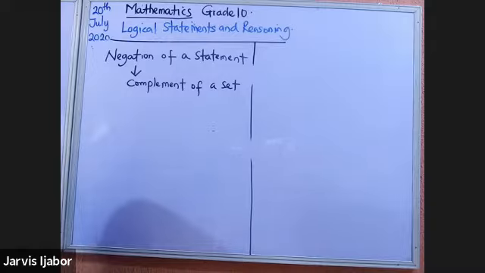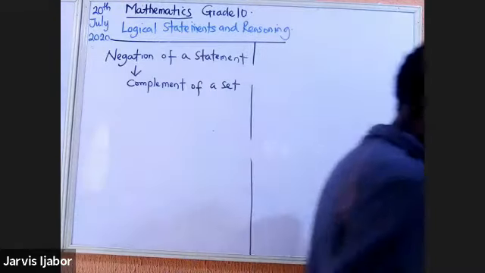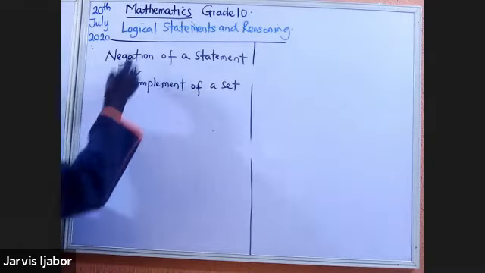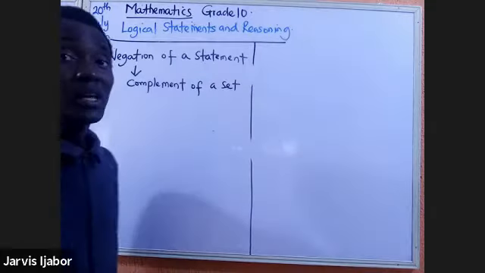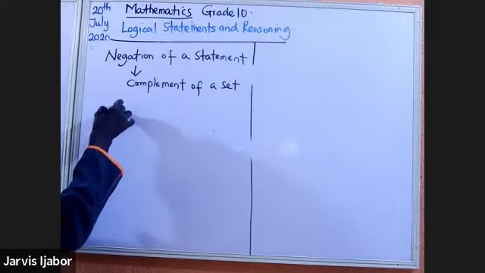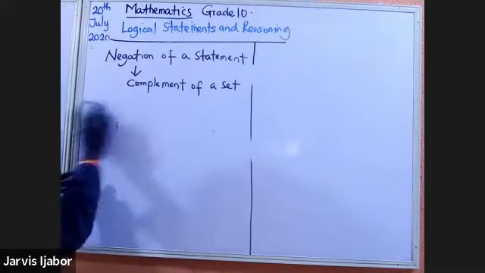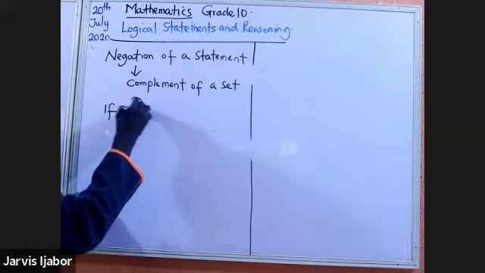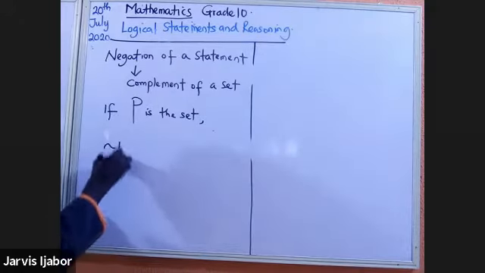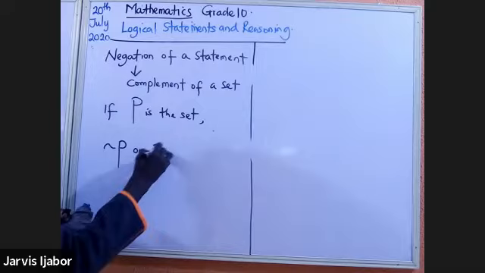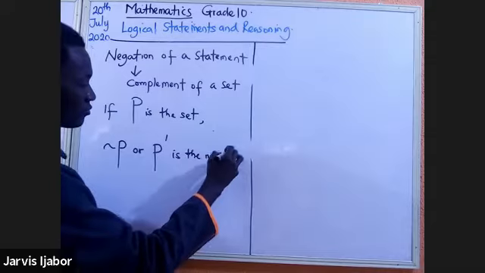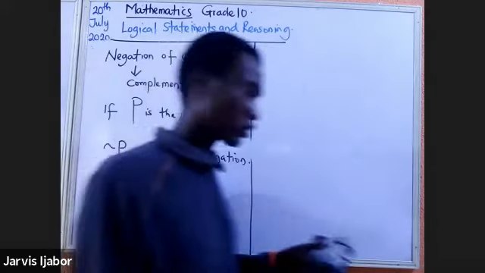So to negate a statement is to write it in its negative form. And in sets, we can use this symbol. Remember that statements are sets. So statements are what? Sets. So we did this. You can write like this. If P is the set, then this or this is the negation. So take note of that.